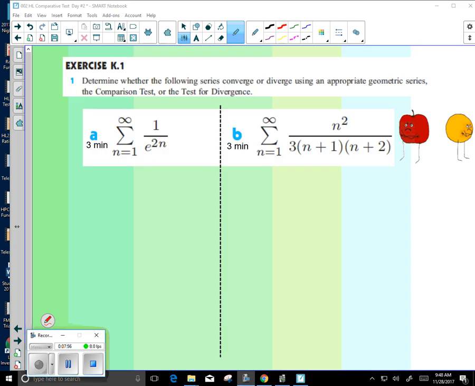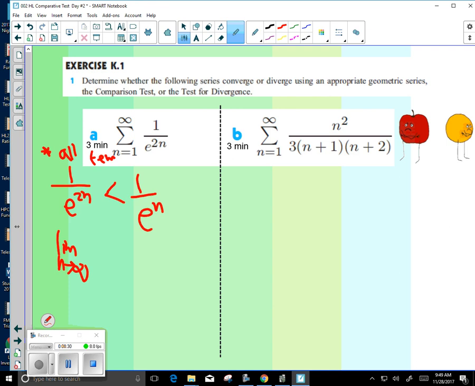Do a quick problem here. This is 1a. Let's say I did 1 over e to the 2n. How is that going to compare to 1 over e to the n? Bigger or smaller when n is greater than or equal to 0? Will this always be bigger or smaller than this one? Smaller, yeah. So take the limit, n approaches infinity, all terms in both of them positive.